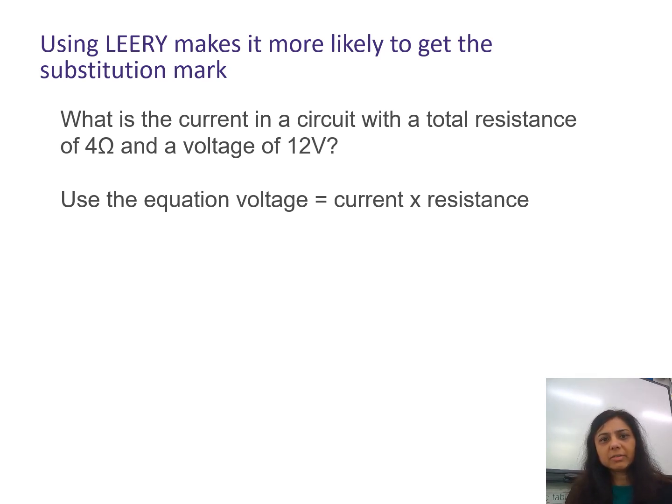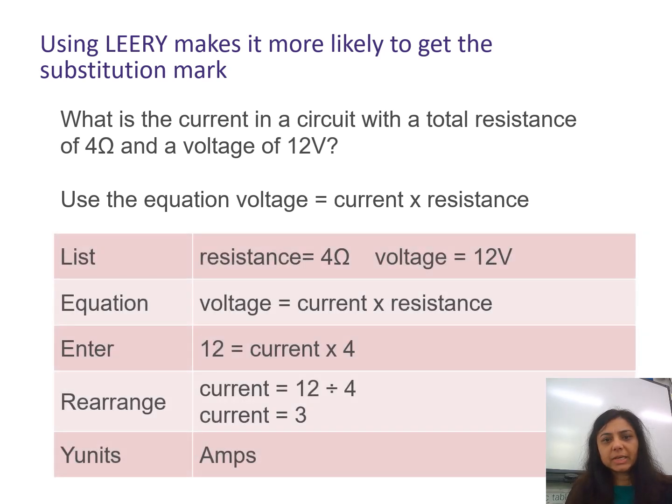So what is the current in a circuit when the total resistance is 4 ohms and the voltage is 12 volts? You're being given voltage is current times resistance, but because you want to calculate the current, you need to make this your subject. You're going to rearrange it. In order to rearrange, you can either rearrange the whole equation by doing current is voltage over resistance, or you could just do it this way around and substitute the values. Don't forget the units.